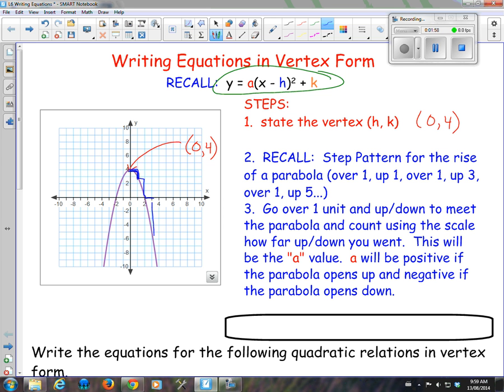So in my case, I've gone over 1, and I had to go down 1 to meet my parabola. So my a will be -1. Because I went down, it's negative, and how much I went down is 1.